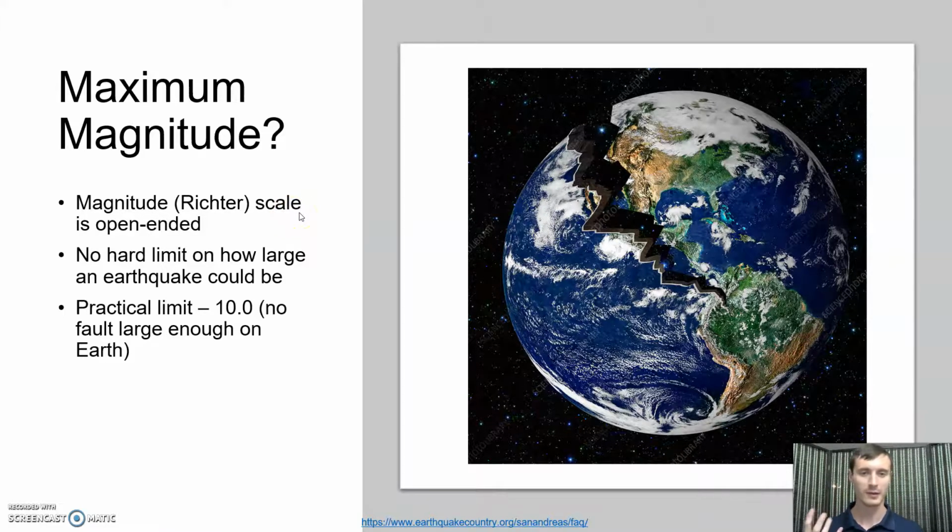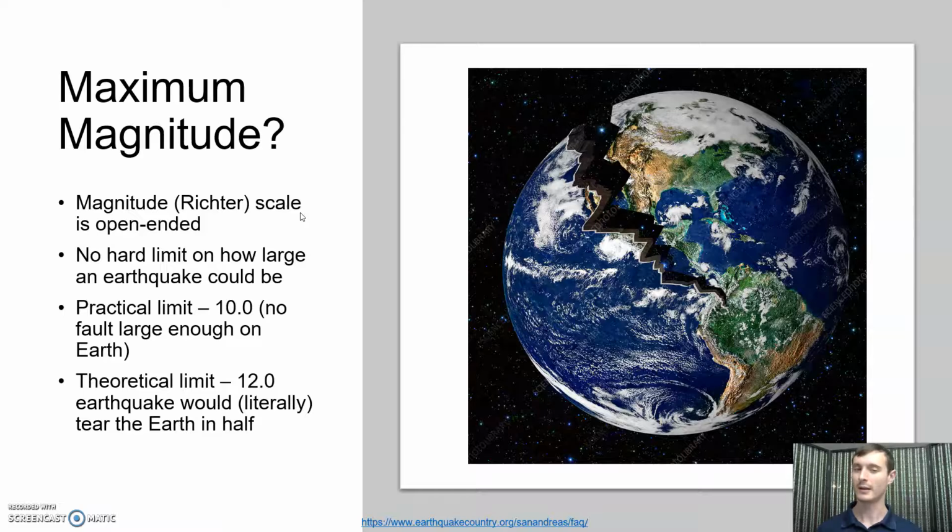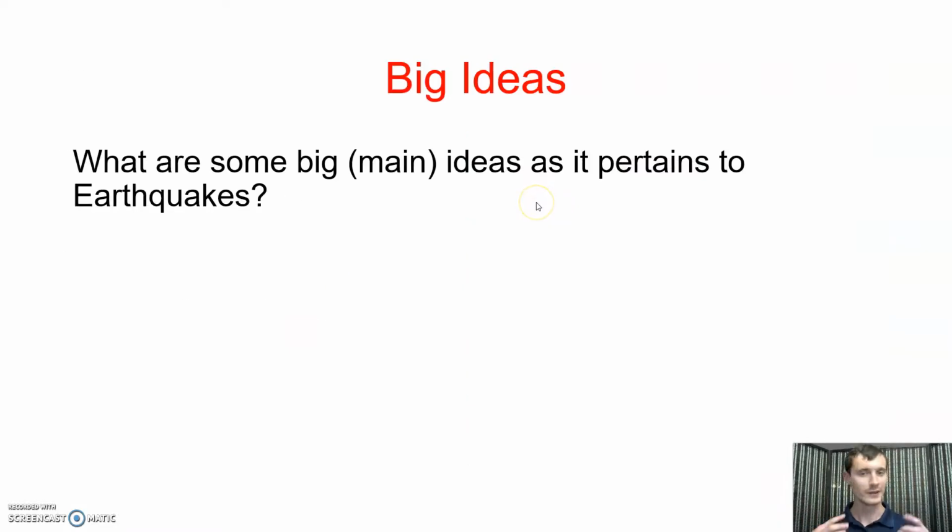There's also this sort of theoretical limit to it. If you had a magnitude 12 earthquake, the size of the fault needed for that would literally split the entire Earth in half. So even in the wildest scenarios imaginable, a 12 is about as large as an earthquake could ever be. Okay, so let's put it all together.